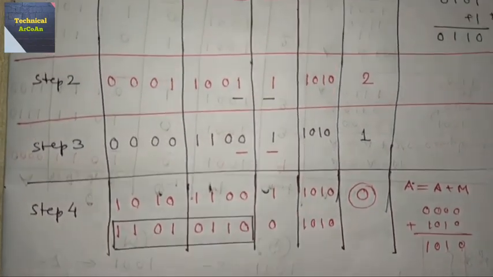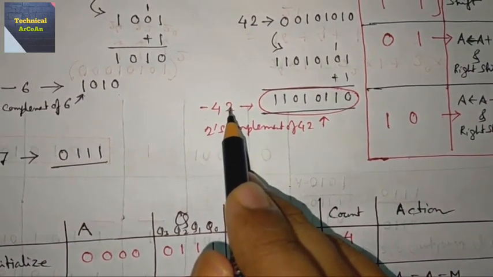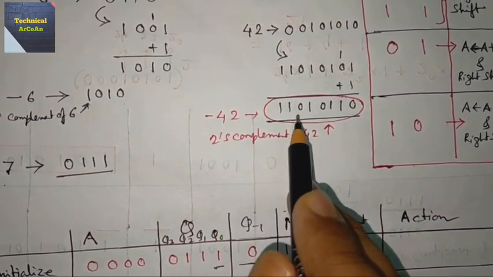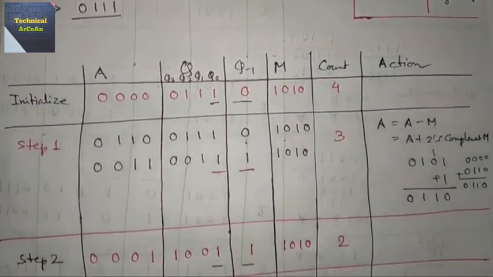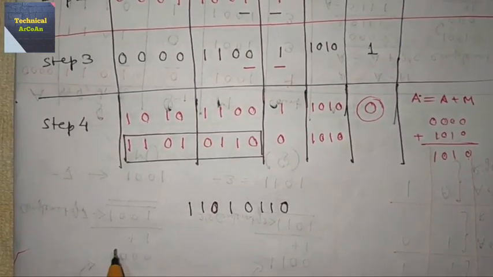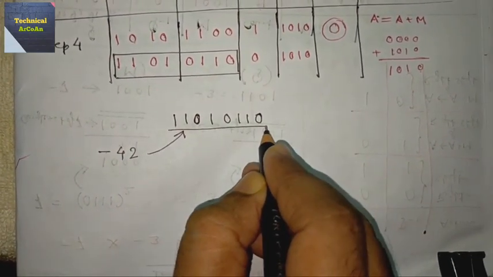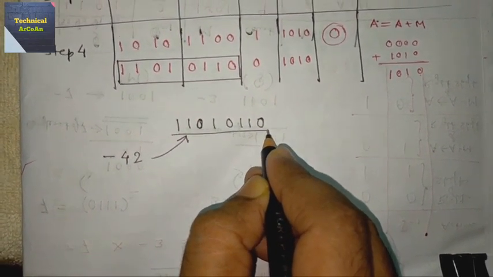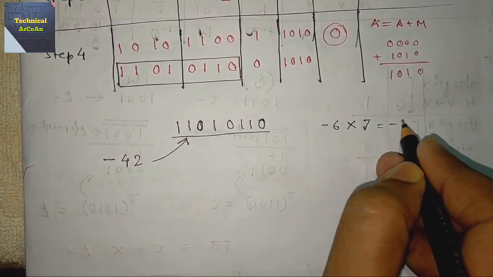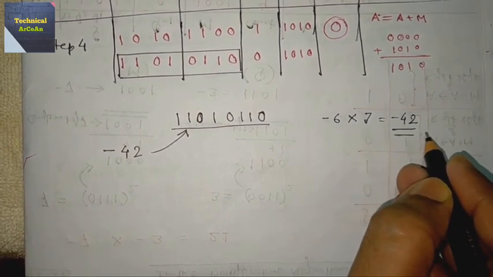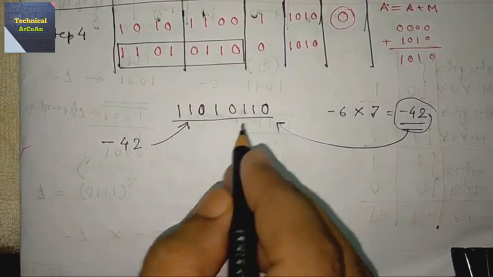Okay, this result I have already defined. When minus 42 is given in decimal, its binary should be 1 1 0 1 0 1 1 0. So it is the same result. Minus 42 represented in binary comes out as this output. That means when minus 6 is multiplied by 7, we get minus 42, and when this minus 42 is represented in binary, we get this result.